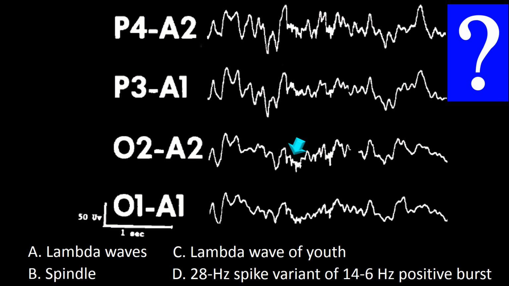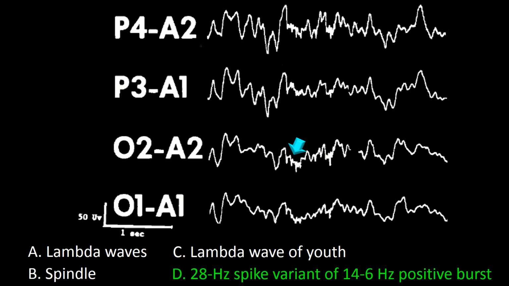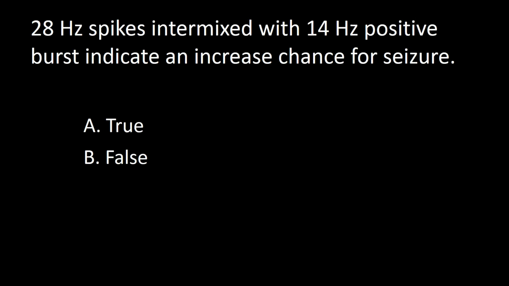Next question. Please take a look at this frame and choose from below. The possibilities are A. Lambda wave, B. Spindle, C. Lambda wave of youth, D. 28 Hertz spike variation of 14 and 6 positive burst. The answer is D. Next question. 28 Hz spikes intermixed with 14 Hz positive burst indicate an increased chance for seizures. A true, B false.